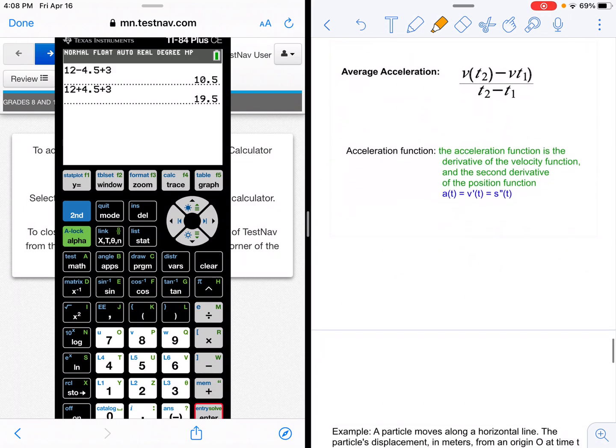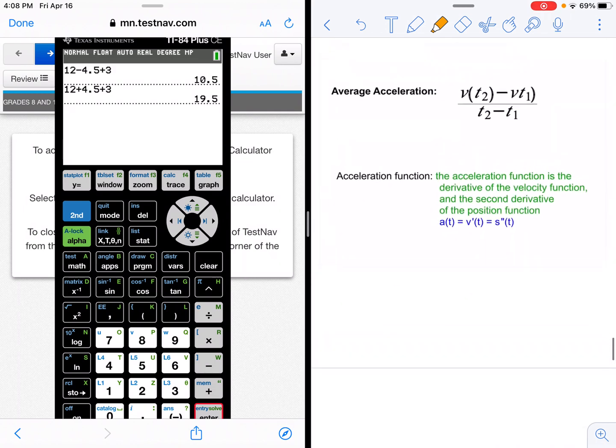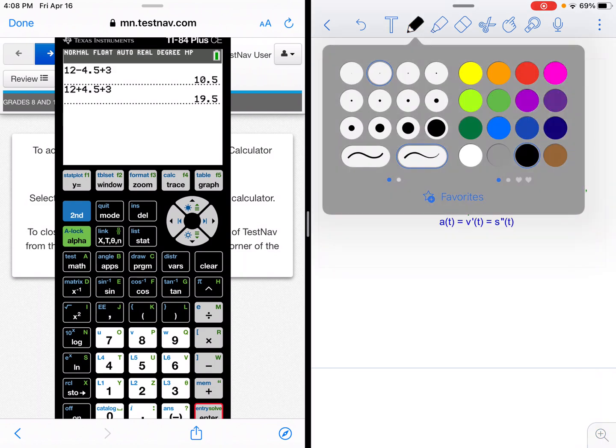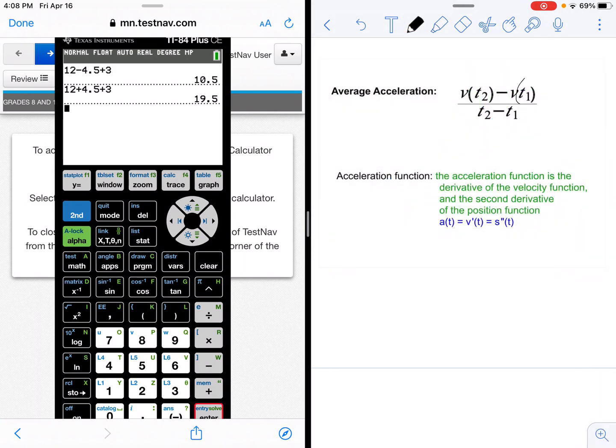All right, moving on. Average acceleration. You can use this formula. So you're finding the velocity at 2 different times. Oops, looks like I forgot a parentheses. And then dividing it by the difference in the times. And then the acceleration function would be the derivative of the velocity function or the second derivative of the position function.